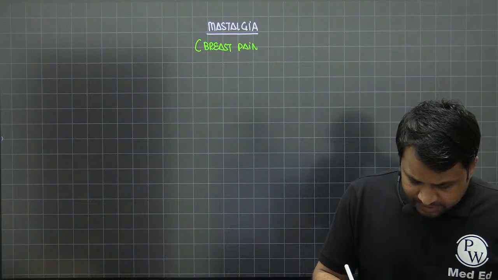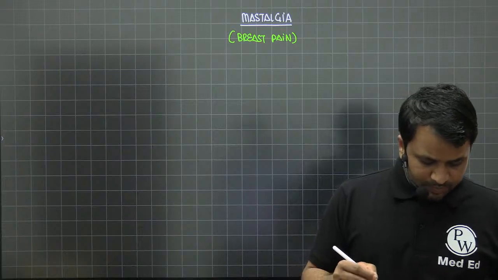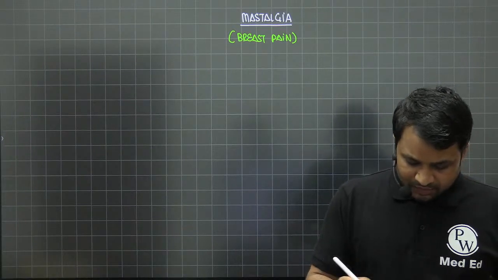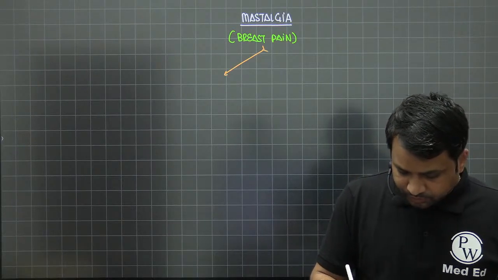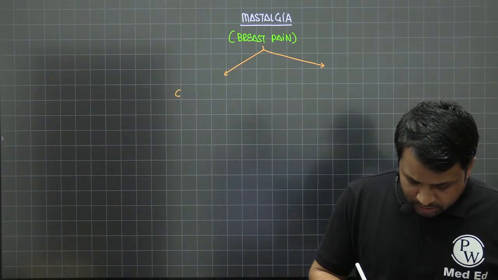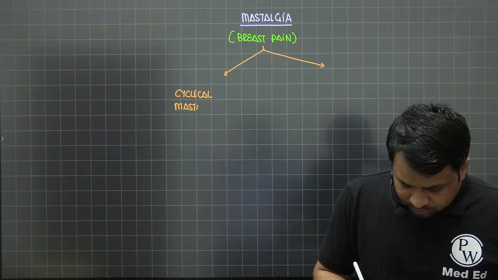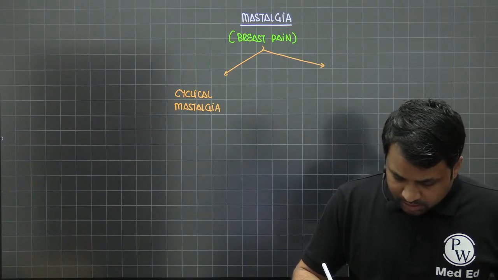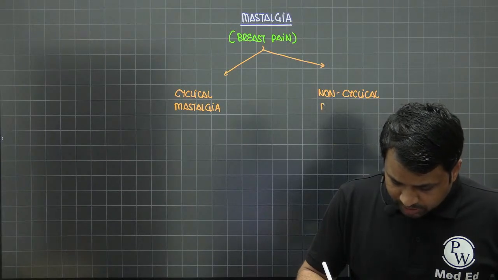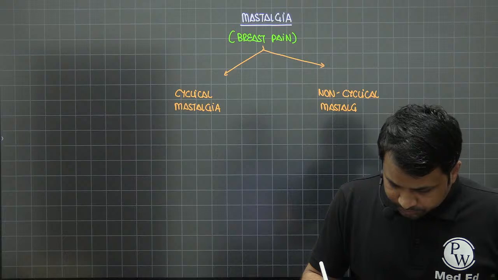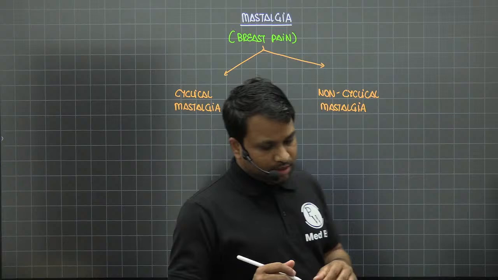Now there are various reasons why a patient can develop breast pain. So I'm going to categorize mastalgia based upon its presentation into two basic categories. We have cyclical and non-cyclical mastalgias, right? One is cyclical mastalgia, another one is non-cyclical mastalgia.